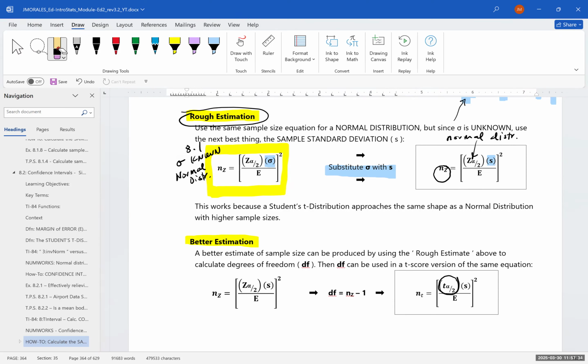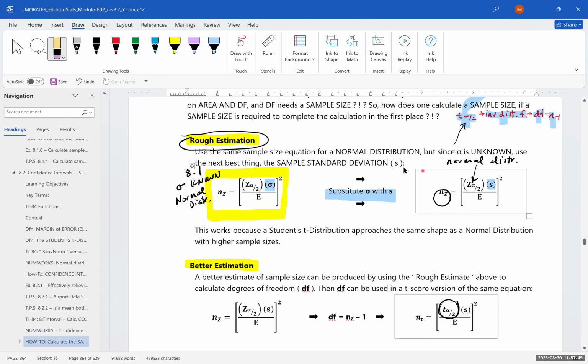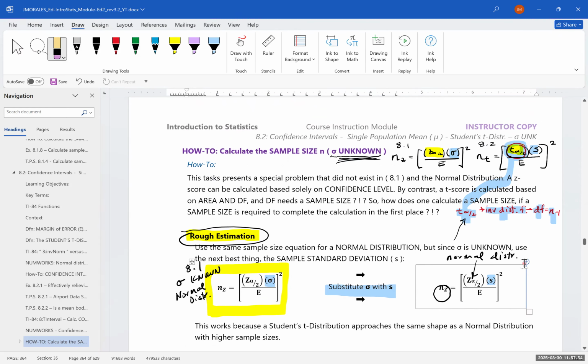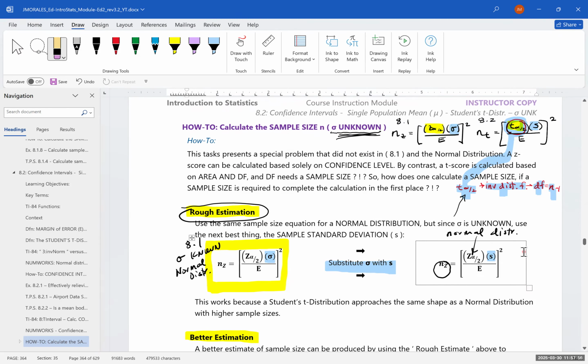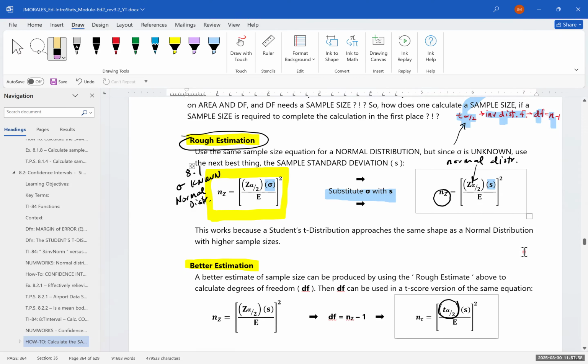So instead of being a one step process, it can be a two-step process to get a better estimation. And in the next example, I'll show you what this looks like in the wild, so to speak. Okay, let's go ahead and stop there with sample size when the standard deviation is unknown, and we'll look at an example next.